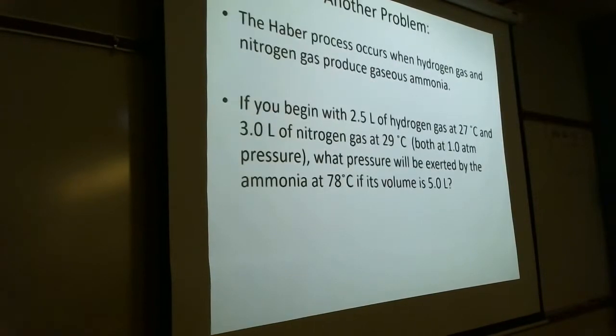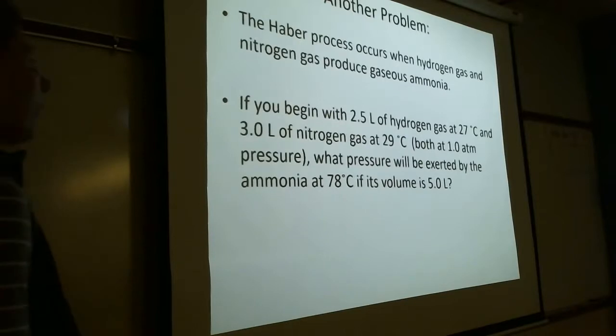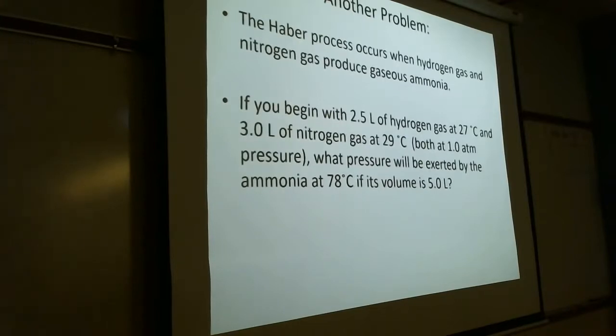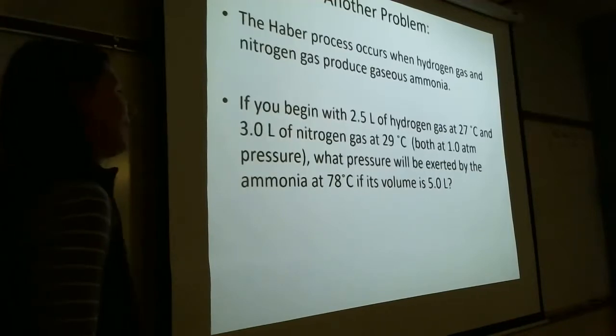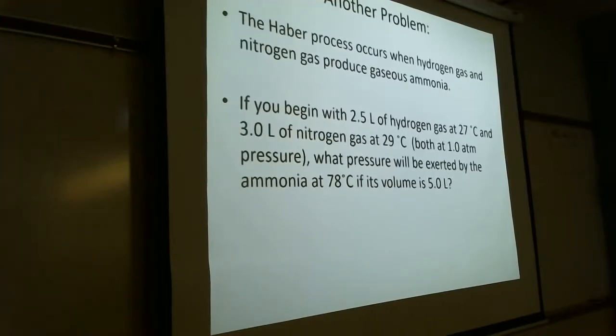Try this one. The Haber process occurs when hydrogen gas and nitrogen gas produce gaseous ammonia. If you begin with 2.5 liters of hydrogen gas at 27 degrees Celsius and 3.0 liters of nitrogen gas at 29 degrees Celsius, and they're both at 1 atmosphere pressure, what pressure will be exerted by the ammonia at 78 degrees Celsius if its volume is 5 liters? So think about what this problem is asking you to do. Come up with a strategy and solve it. I'll pause the recording.